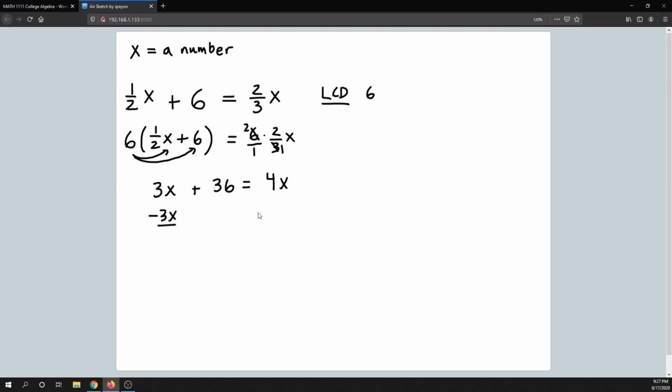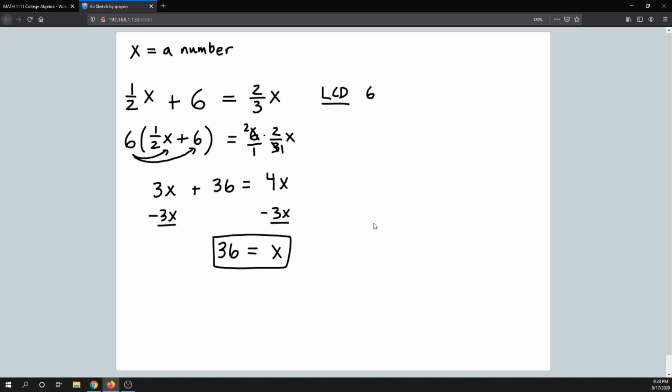We want to add and subtract from both sides so that we get every term with an x on one side, every term without an x on the other side. And the easiest way to do that is to subtract 3x from both sides. So 4x's minus 3x's gives me 1x, which I just write as x, and that's it. I am done. So the number that we were looking for is 36. Okay.